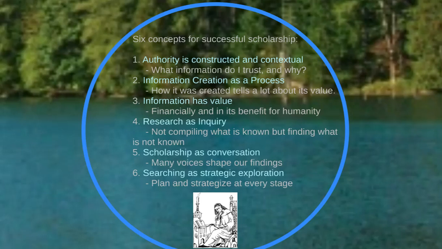So we've got 6 concepts for successful scholarship. Authority is constructed and contextual. What information do you trust and why? Information creation is a process. How it is created tells a lot about its value. Information has value financially and benefit for humanity. Research is inquiry, not compiling what is known, but finding what is not known. Scholarship as conversation. Many voices shape our findings. And then searching as strategic exploration. Plan and strategize at every stage.